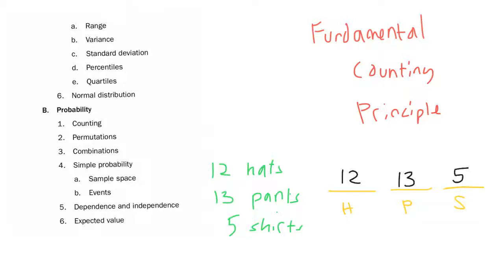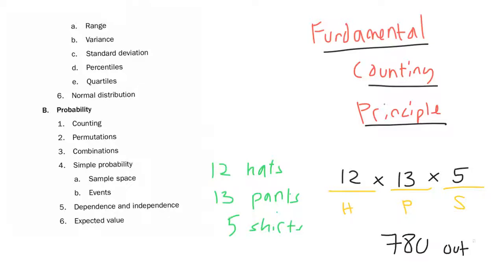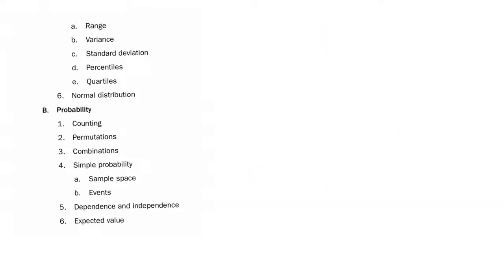and there are 5 possibilities for shirts. And all you have to do, according to the fundamental counting principle, if you want to know how many outfits you could make out of all this, instead of counting them in a tedious manner, you just set this up and multiply all of these. And at the end of the day, you would get a total of 780 outfits. It's a lot of outfits. So that's the fundamental counting principle, which is likely what they mean by counting here.